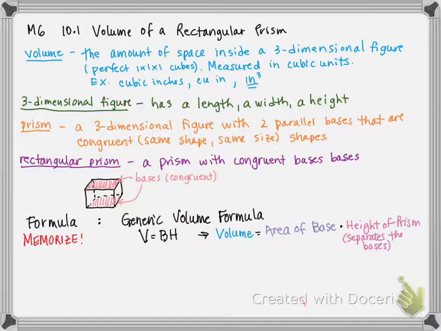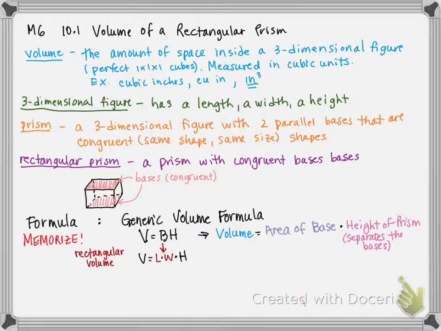Now, so let's go back to this generic formula. And let's remember how we figure out the area of a rectangle. So here's your rectangular volume. Is that we get length times width, but everything else stays the same. V stays the same, equal stays the same, and times the height of the prism. Okay? So that's going to be the volume formula that we're going to use.